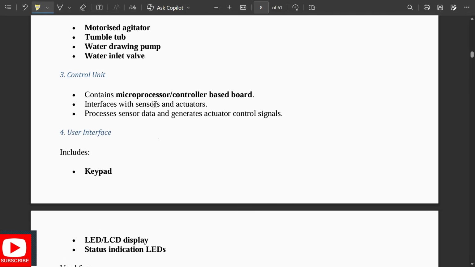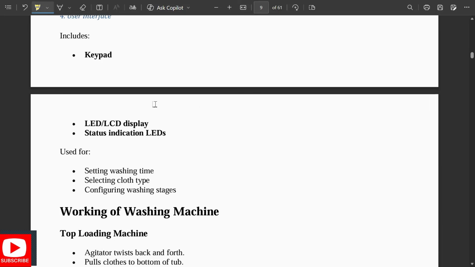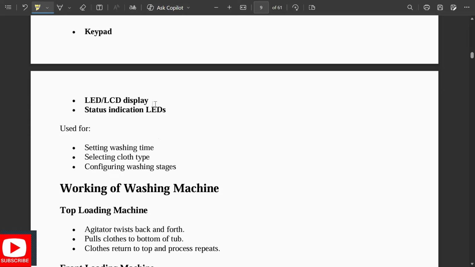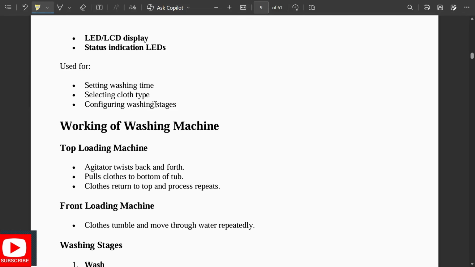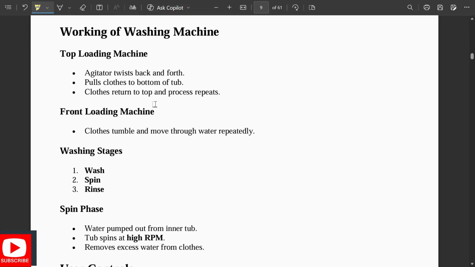With this we interface the sensors as well as the actuator, process the sensor data and generate the actuator control signals. The user interface is the keypad, LED or LCD display, or the status indicating LEDs. So this shows us the washing time, selecting the cloth type, or configuring the washing stages like that.